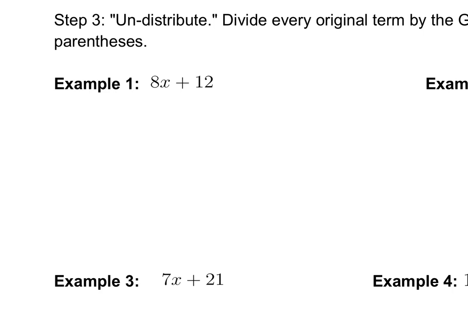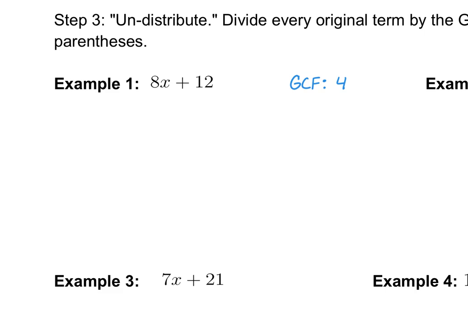Okay, so first thing we want to do is find our greatest common factor. So I have two terms. I have an 8x and a 12. So I'm going to look at the coefficients. I have an 8 and a 12. Out of both the 8 and the 12, I can divide a 4 out. I also have an x, but I only have an x in one of the terms, so I can't divide an x out of both of those terms. So my greatest common factor is only 4.